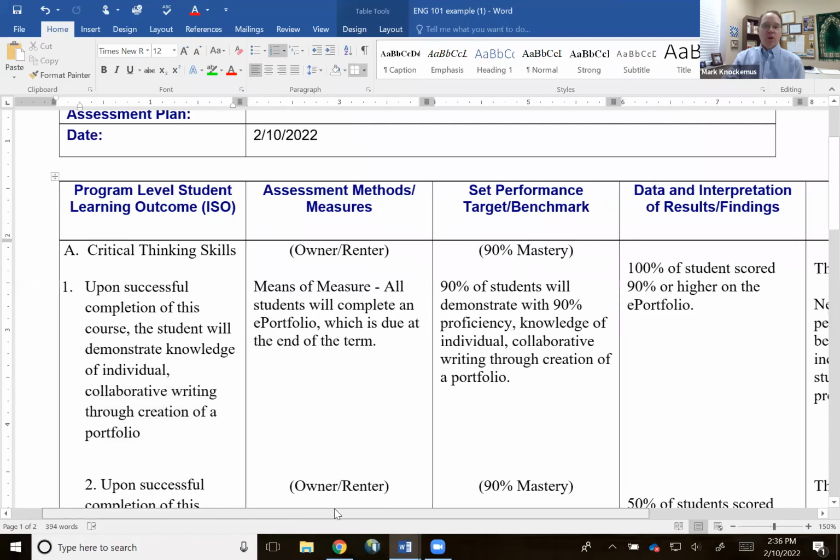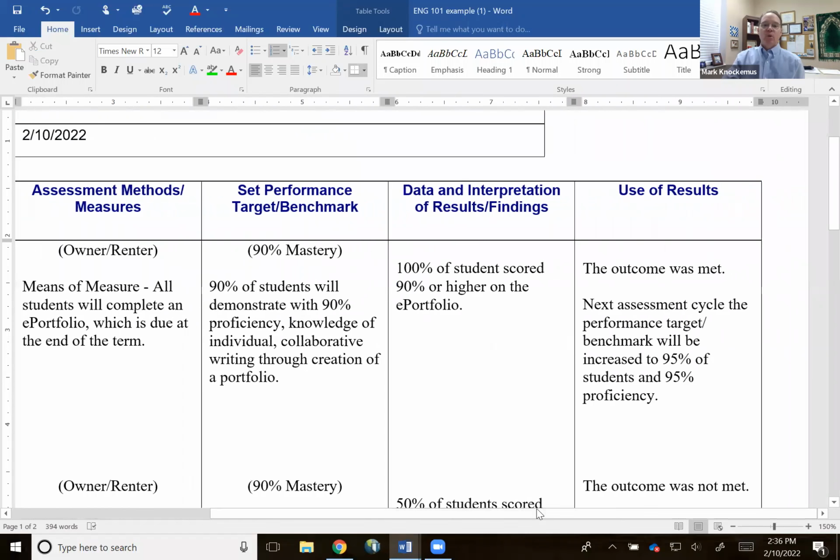Then moving across, here's the data. Again, this is just an example. So 100%, wow, we did it. Everybody scored 90% or better. Then to the far right, this last column is really important: the use of results. You want to plainly state, yep, the outcome was met. Now what are we going to do?